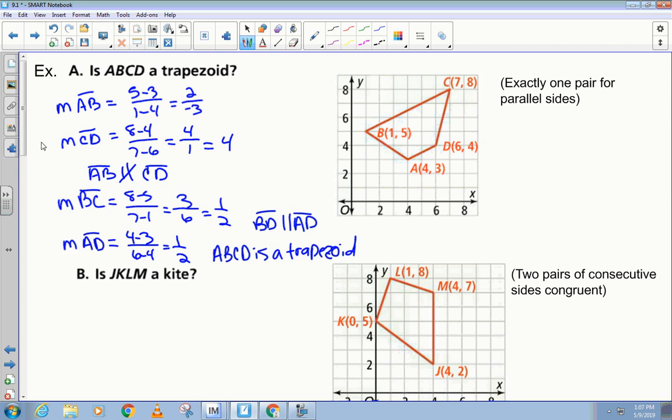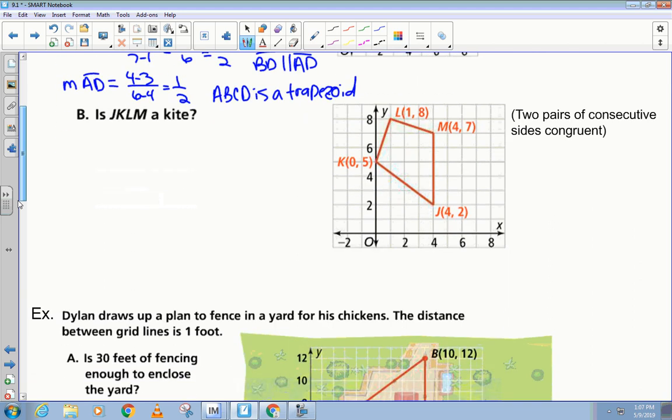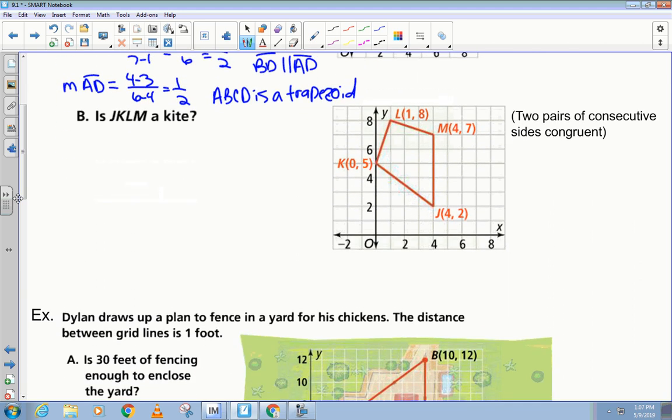No, that wouldn't be justifying. Now, if it was a graph, I could have counted the slopes. Yes, but that would not be justifying. Because what if your graph was off? I've seen the way you draw lines. It happened. All right. Now, what if I wanted to determine if this was a kite?